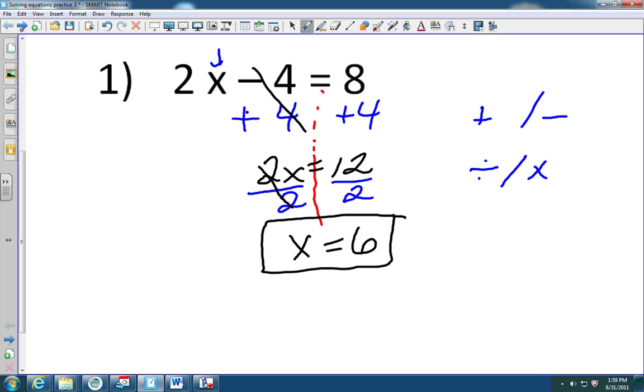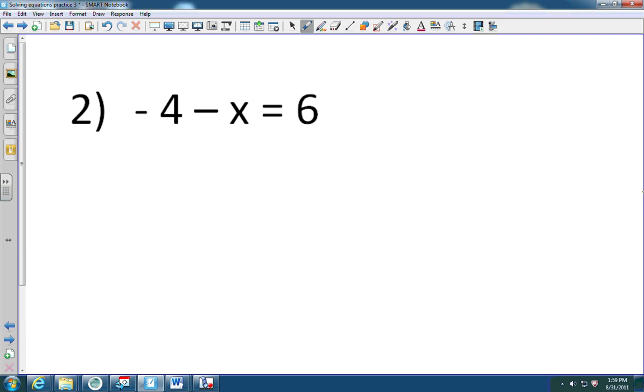The next one. Here's my next problem. Pause the video, come back and see how you did. I'm going to draw my dotted line right here for my equal sign. First thing I'm going to do is look here and figure out what's on the same side with the x. I've got a minus 4, so I do the opposite and I add 4 to each side, because what I do to one side I have to do to the other.